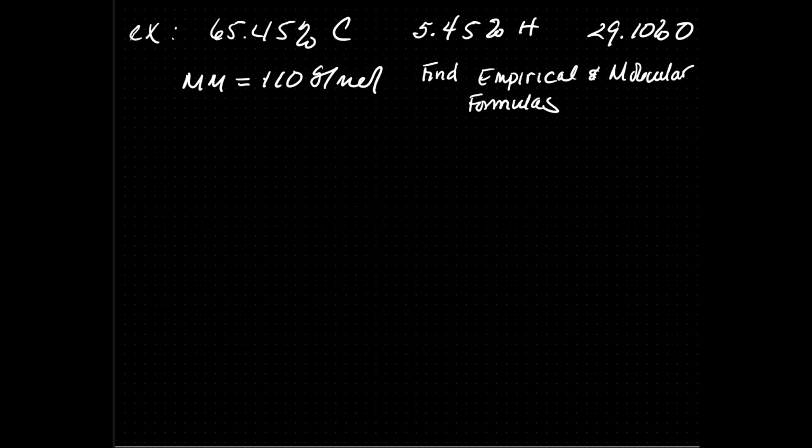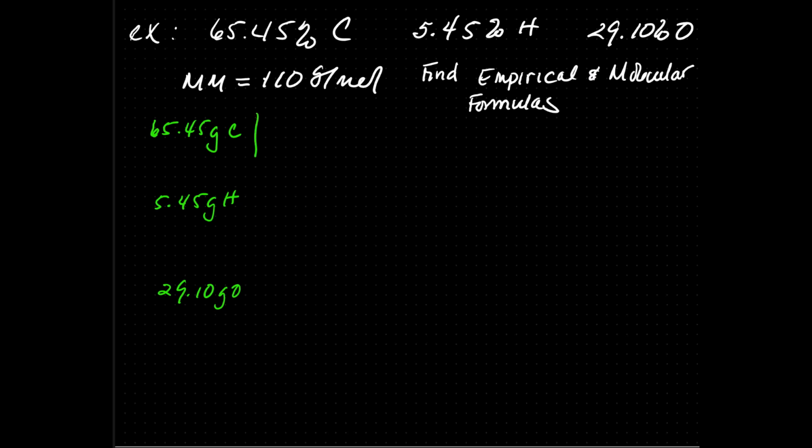Since the percent is given, we have to convert my percent to mass by changing my percent to grams. We have 65.45 grams of carbon. We have 5.45 grams of hydrogen. And we have 29.10 grams of oxygen.